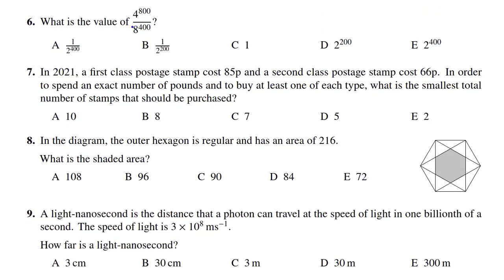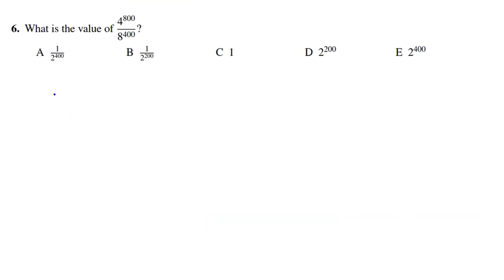Now next one, related to powers. What's the value of this? 4 to the 800 over 8 to the 400. Okay, so 4 is what? It is 2 squared. We write 2 squared to the 800, over 8, which is 2 cubed, to the 400.